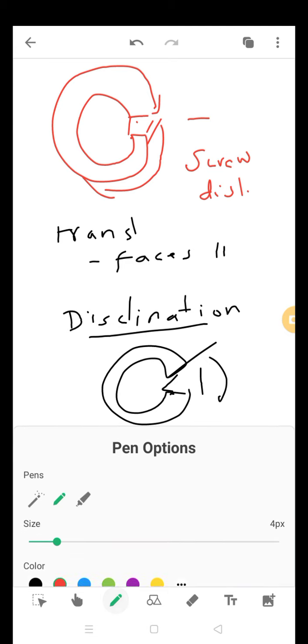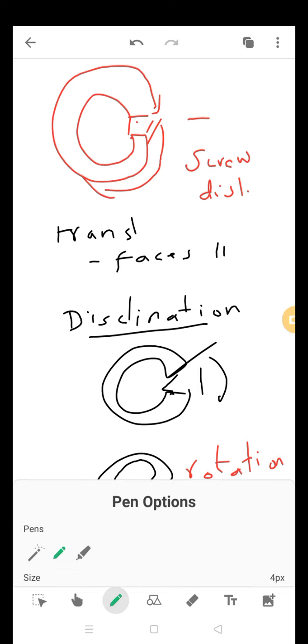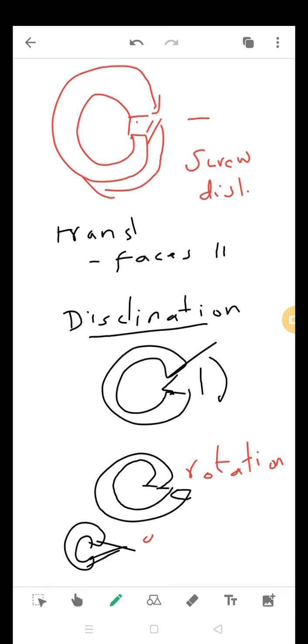Or you can have an angular opening like this. So this is called angular opening. So these are the three different types of disclinations possible in the material.